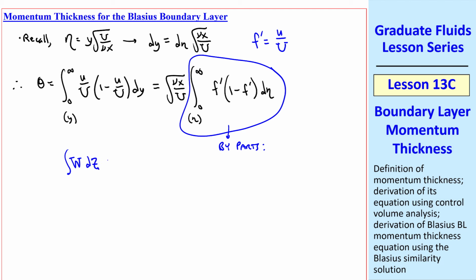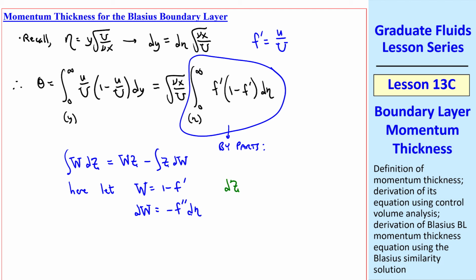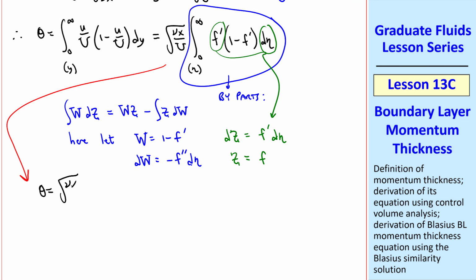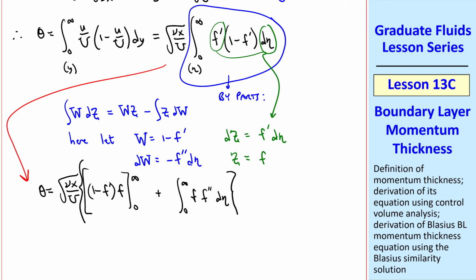We've done this before, where the general form is integral of w dz equals wz minus integral of z dw. Here we let w equal 1 minus f prime, so that dw is minus f double prime d eta, and we let dz be the remaining part, f prime d eta, which we can integrate to get simply f. Thus our equation becomes theta equals square root of nu x over U times wz, which is 1 minus f prime times f, and we put in the limits of integration, 0 to infinity, plus integral of z dw, where z is f, and dw is minus f double prime d eta, where these two negative signs have canceled, and I need a big bracket over this whole thing.